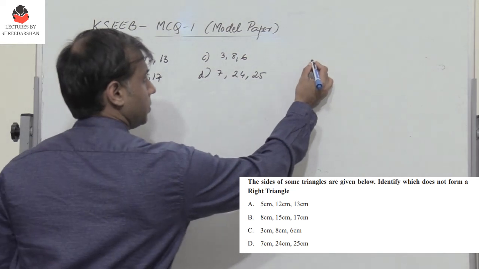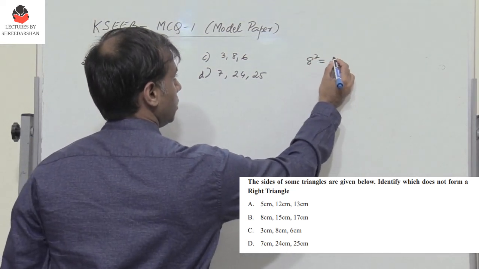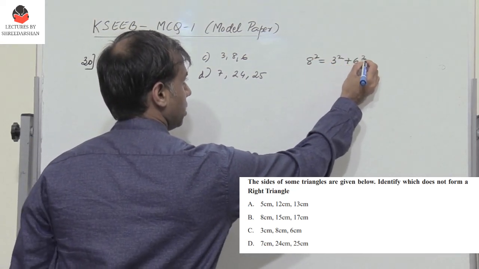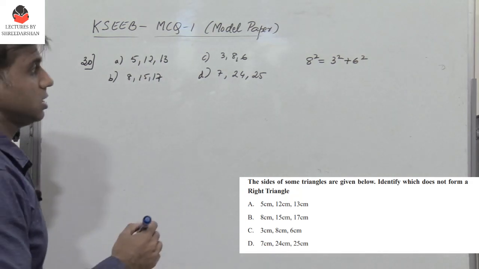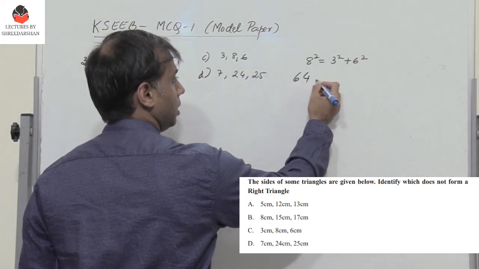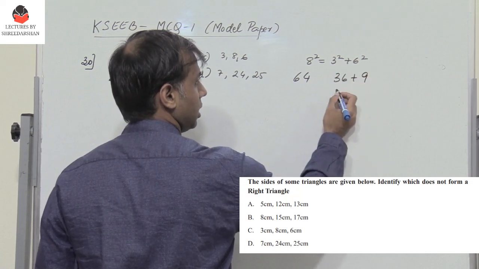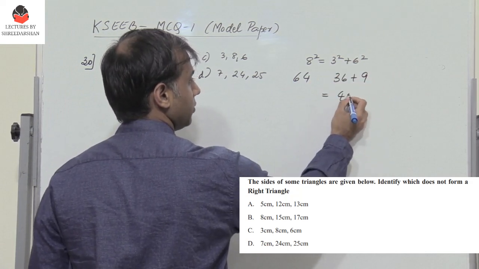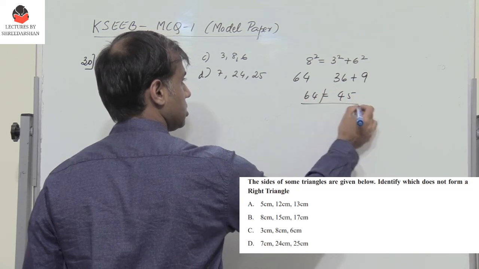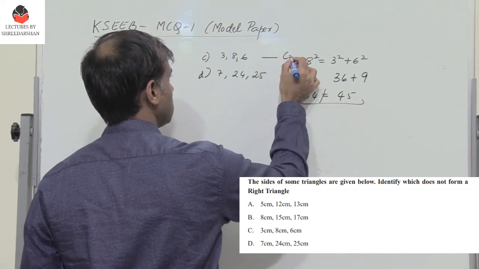So to check, is 8 square equal to 3 square plus 6 square? Check. So you have 8 square is 64 and you have 36 plus 9. So 3 square is 9. So you get 45 is definitely not equal to 64. So the answer is C.